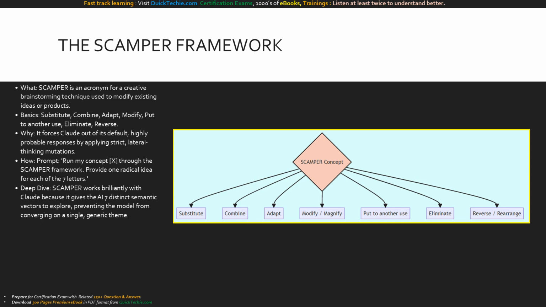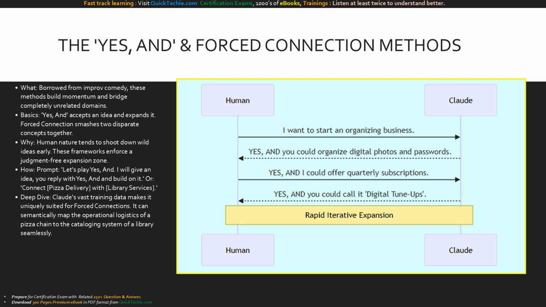This diagram visually maps out the Scamper framework. From your central concept in the middle, we branch out into 7 distinct creative constraints. When you prompt Claude using this structure, you are effectively asking the AI to walk down 7 completely different cognitive pathways simultaneously. Instead of one slightly polished version of your original idea, you get 7 radical mutations to evaluate and combine. Next, we draw inspiration from improv comedy with the yes and forced connection methods.